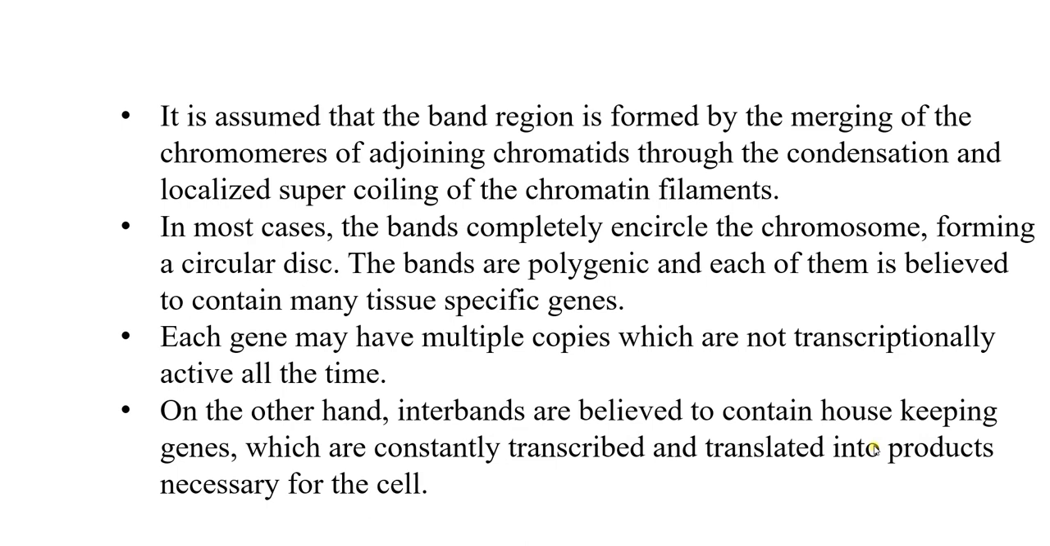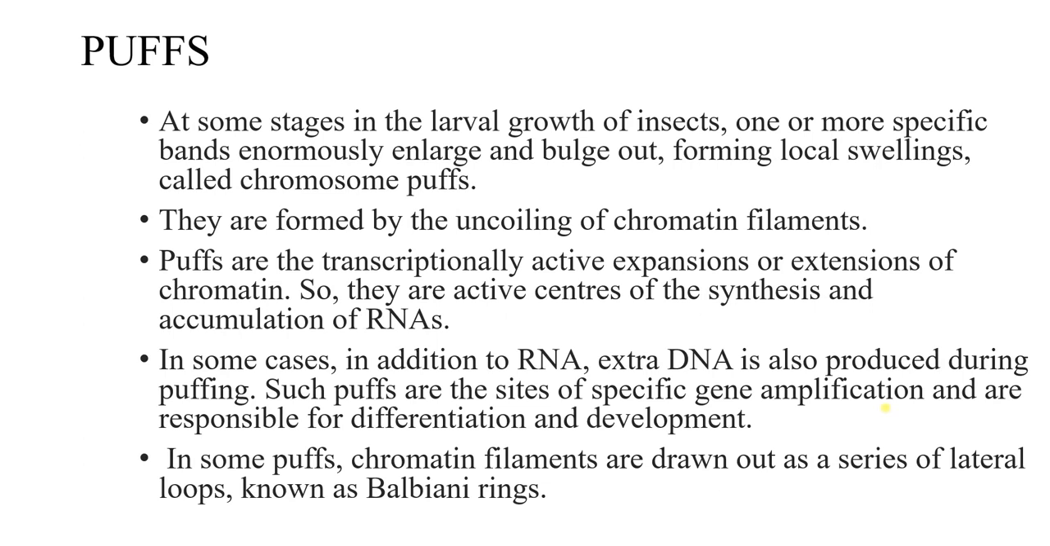It is assumed that the band region is formed by the merging of the chromomeres of adjoining chromatids through the condensation and localized supercoiling of the chromatin filaments. In most cases, the bands completely encircle the chromosome, forming a circular disc. The bands are polygenic and each of them is believed to contain many tissue-specific genes. Each gene may have multiple copies which are not transcriptionally active all the time. On the other hand, interbands are believed to contain housekeeping genes which are constantly transcribed and translated into the products necessary for the cells. Next are puffs.